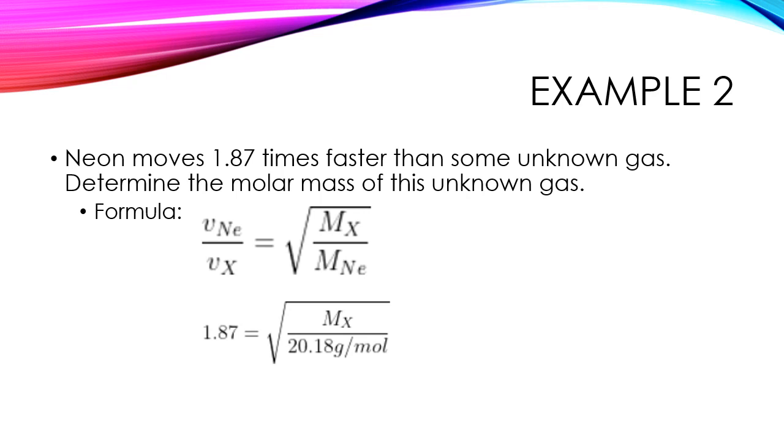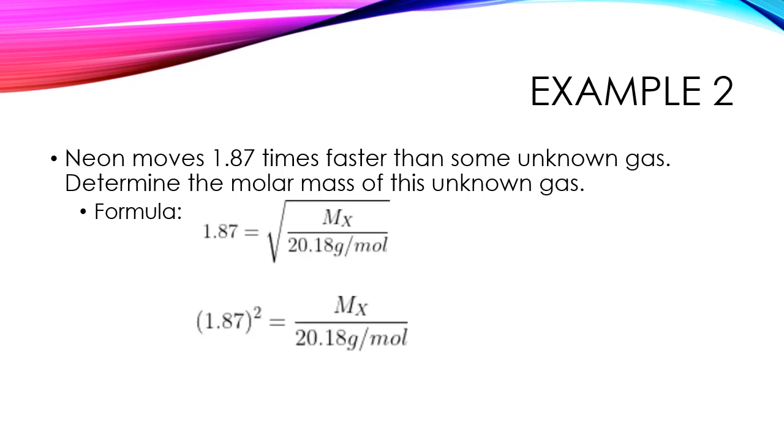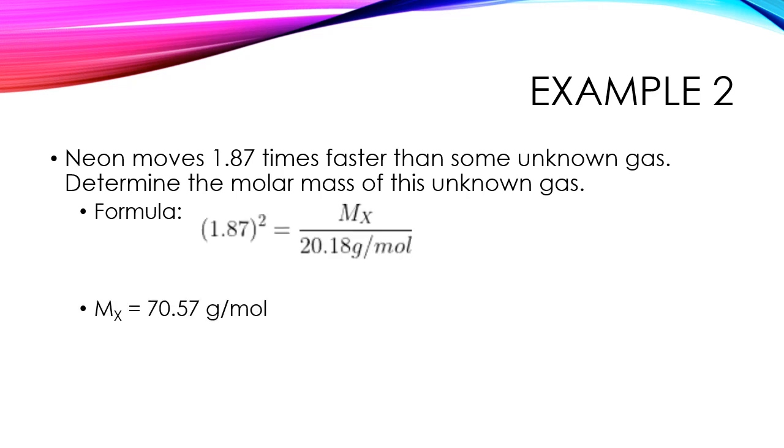And now we have to solve this. In order to remove the square root, we must square both sides. The opposite of a square root is to square something. So to get rid of the square root, we now have 1.87 squared is equal to the molar mass of X divided by 20.18 grams per mole. We then finish solving it from here and learn that the molar mass of the unknown gas is 70.57 grams per mole.